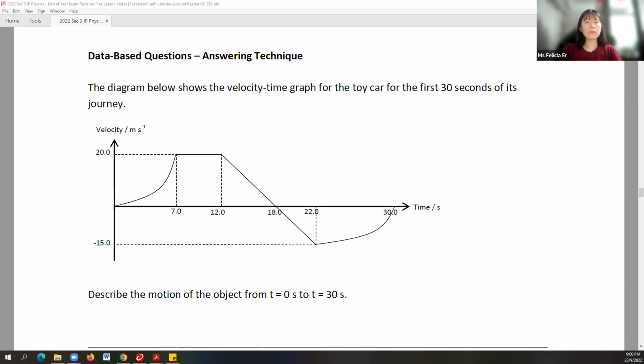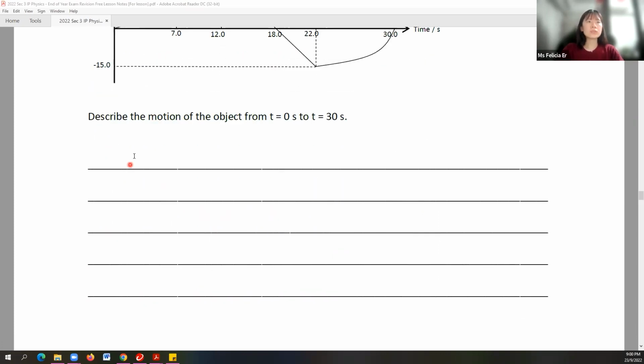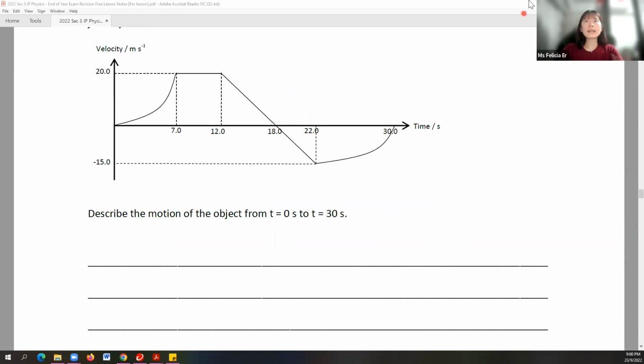Take note that for this topic, whenever they ask you to describe the motion, there is an answering technique. You must always tell me in terms of either speed or velocity, depending on the graph. If they give you speed, then you write speed. This time round, they give you velocity, so you write velocity instead, as well as acceleration or deceleration. These are the answers that you need to have.